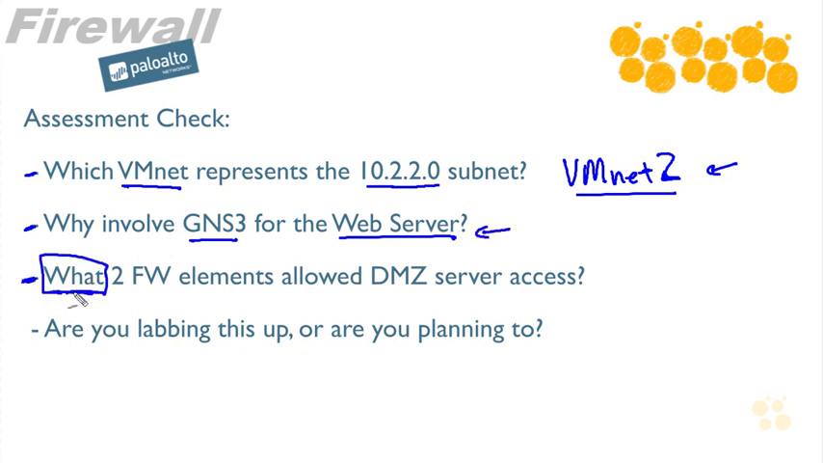The next question, which 2 firewall elements allow DMZ server access? And I'm referring to the Palo Alto. What 2 elements do we need to configure on the Palo Alto to allow that access? And if you said to that one, network address translation and a security policy to allow the communications, those are the 2 that I was looking for.